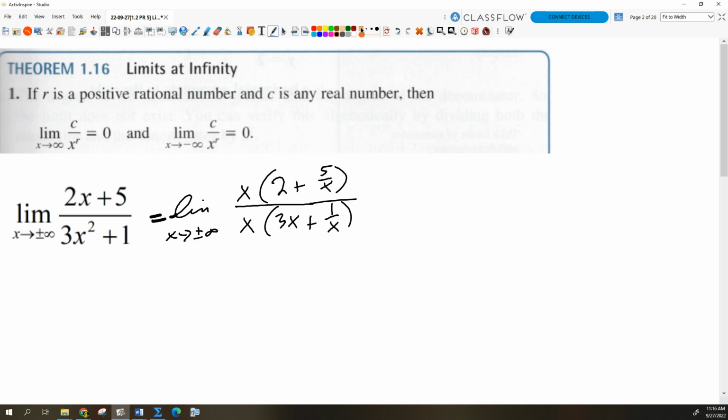Okay. That's helpful. And look what happens now. We get some cancellation, don't we? That cancellation is key. The x's cancel. And now if I apply this theorem up here, if I take the limit as x approaches plus or minus infinity, what's going to happen to each of those terms that has a constant on the top and an x on the bottom?